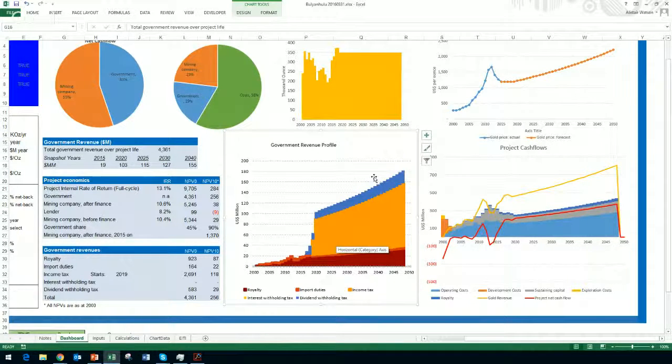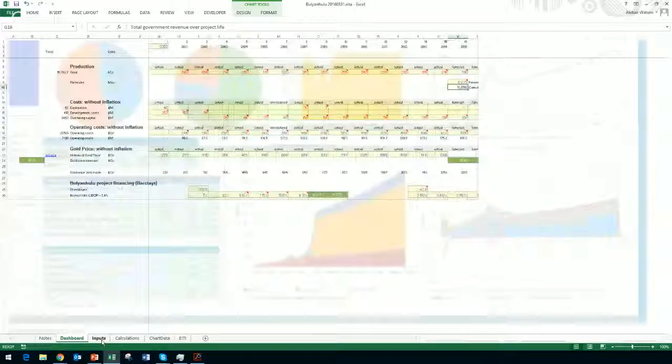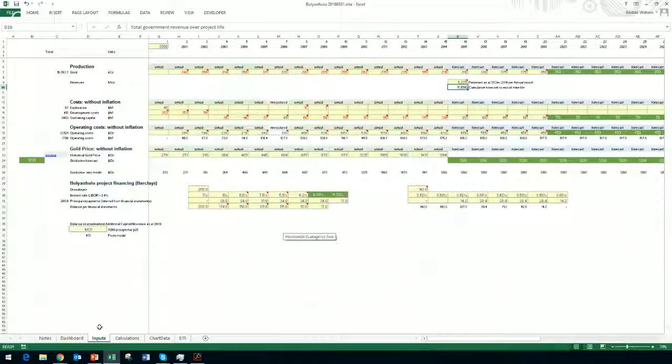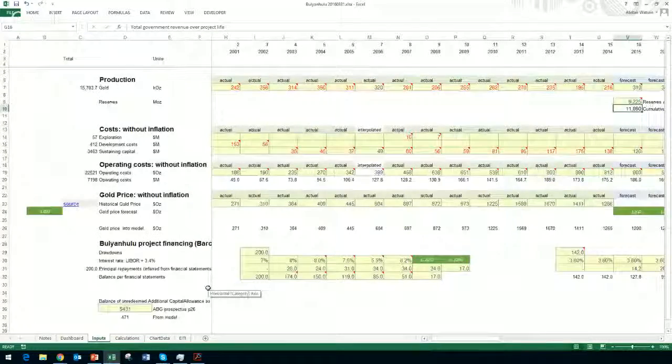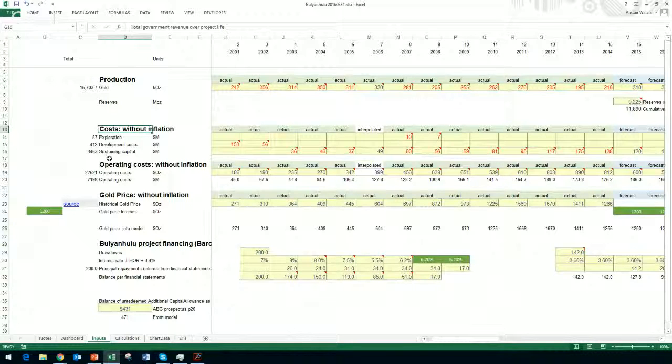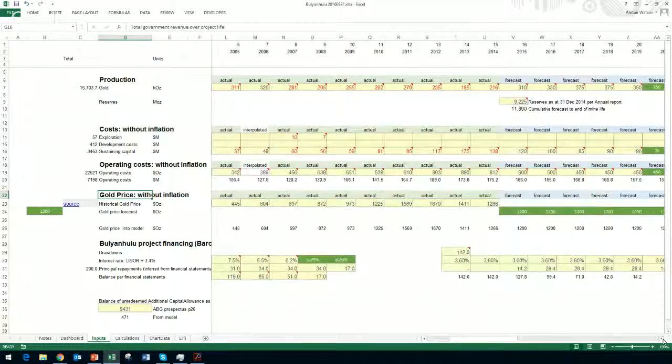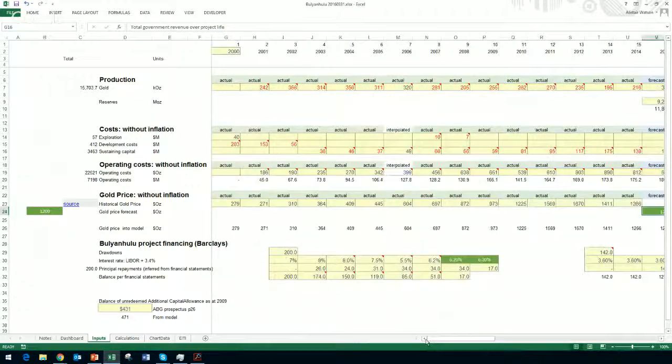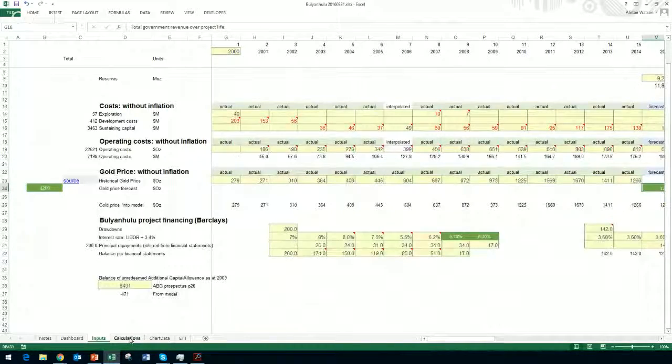Other sheets in the model are where the actual work goes on. There's a sheet called inputs, which, as the name suggests, is where we've entered production, both historical production and then future expected production. Costs by category likewise, the gold price history, and we're using spot prices, both historic spot prices for gold, and then we've made an assumption about the future gold price. Of course, we can change that future price and see what it would do to the outcomes of the project, and then certain other parameters to do with financing and so forth.